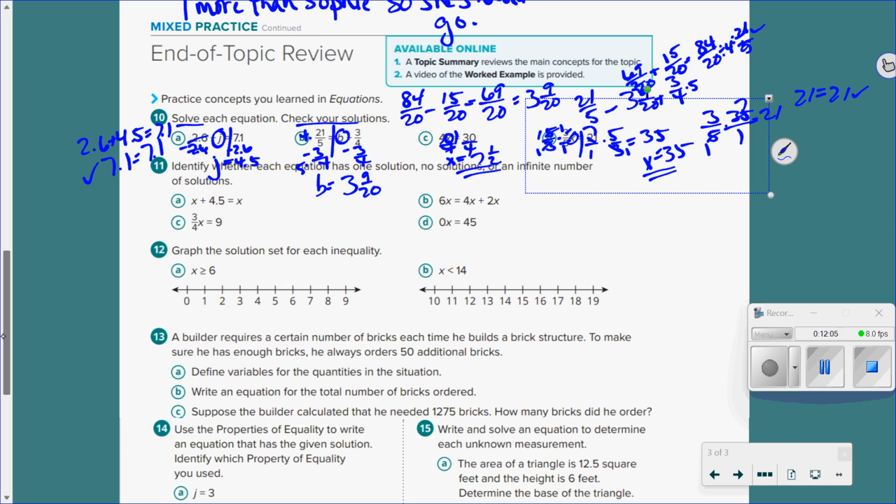This one, I've got a variable, so I know I can multiply both sides by 4/3. These go away. We reduce them out. Put this over 1. I get a 1 and a 3. That means it's 12. So X equals 12. I have one solution.